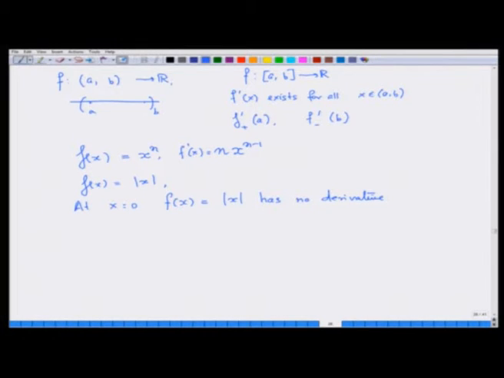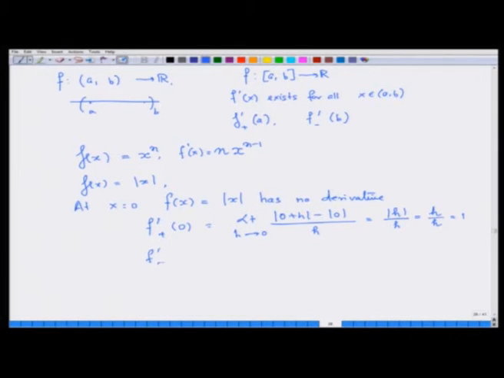Now, how do I know that the derivative at x equal to 0 does not exist? This is by checking the right derivative and the left derivative. So, for this function the right derivative is given in this way. At x equal to 0, I am replacing x with 0, so 0 plus h minus 0 by h. Now, there is mod of h by h. Because h is positive, mod of h is h, so h by h is 1.